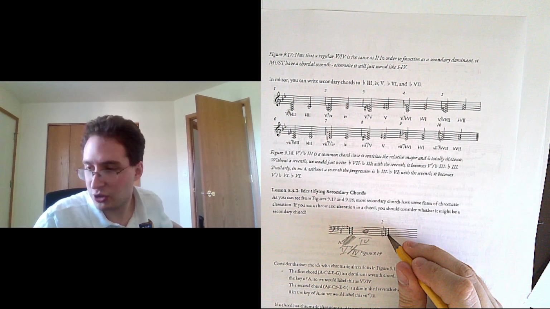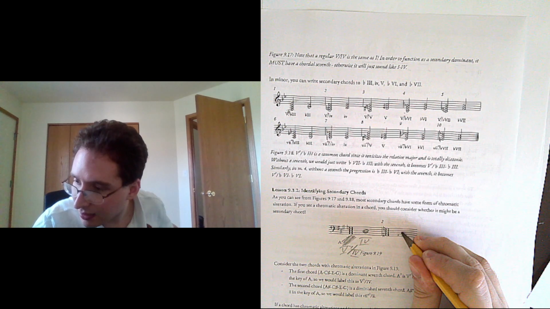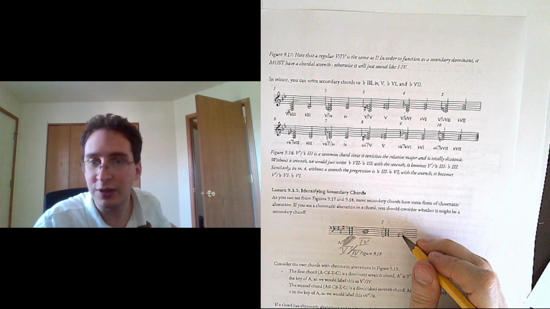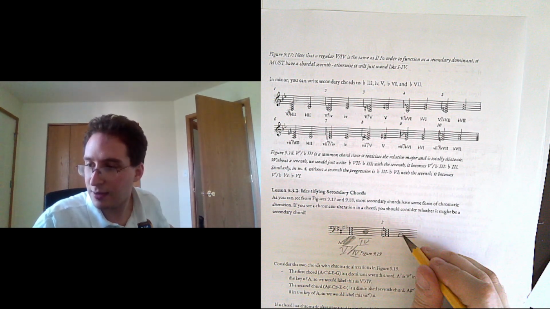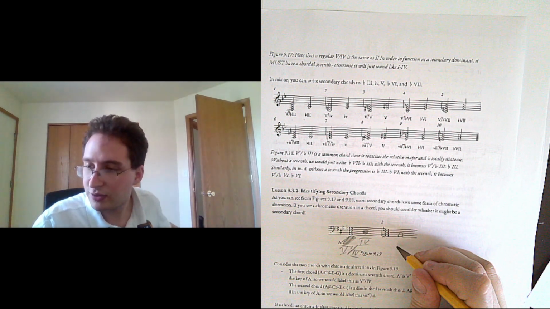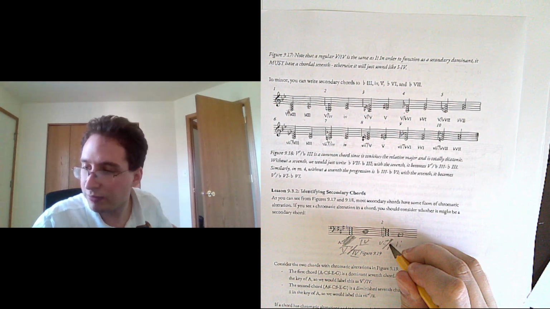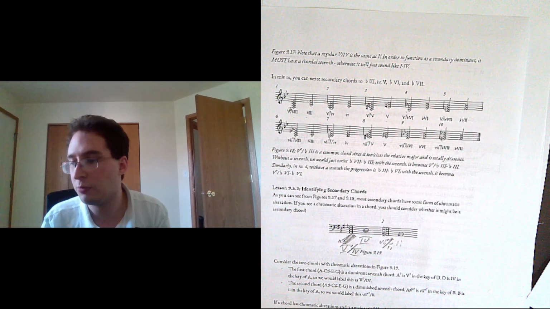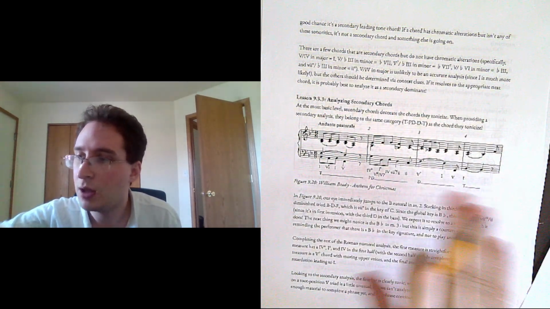So if A sharp is 7, what is 1? Well, that would be a B. Pretend that that's a B. So B in the key of A is scale degree 2. So that would be a 2 chord, and then this would be a 7 diminished 7 of 2. So that's what is going on here.